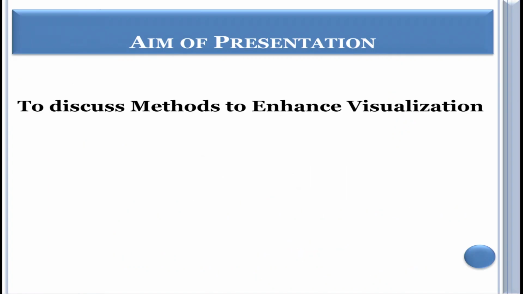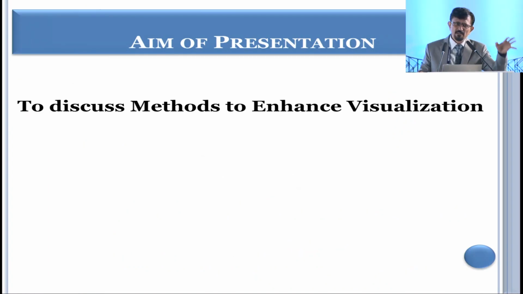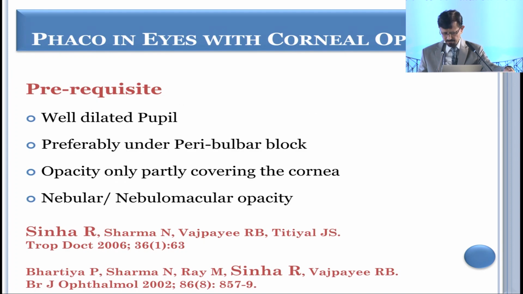I'll be talking about nucleus management in eyes with corneal opacity. The basic reason for presenting this topic is to discuss methods to enhance visualization, because in a case of corneal haze or opacity, visualization is an issue. So what is most important? It should be a well-dilated pupil, because if you have a central opacity and the pupil is not well-dilated, most of it will be covered by the opacity.